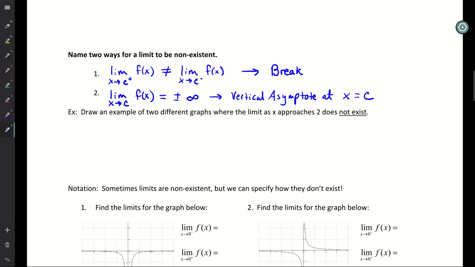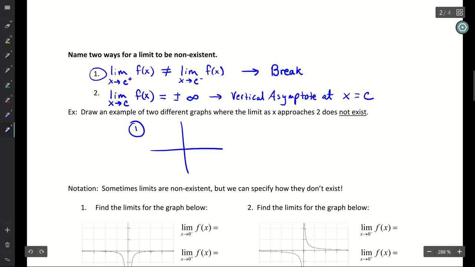All right, they want us to draw an example of two different graphs where the limit as x approaches 2 specifically does not exist. So as a first example, let's think about number 1 up above, a graph where we have a break specifically at x equals 2. So we're going to come over here and label 2. We want to make sure we have a function. So here we go with a function. I'm just going to make this linear to be easy. I'm going to put an open circle there, stop it at 2. And then let's say that we have a closed circle here and we have something horizontal that direction.